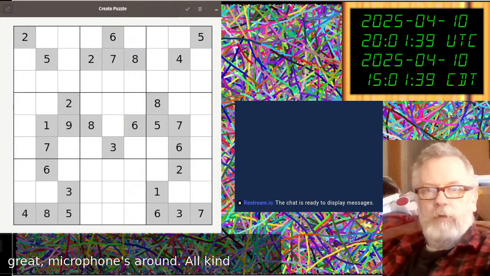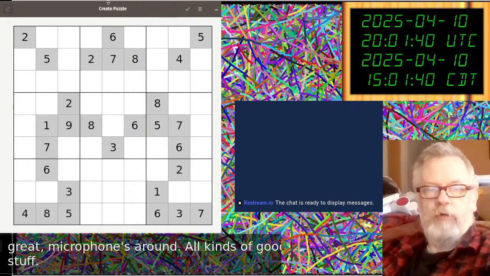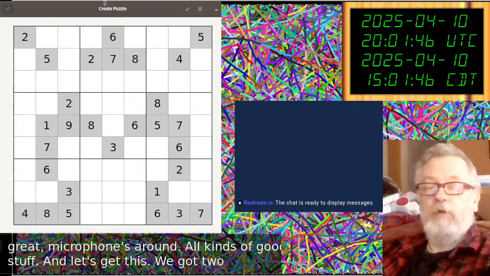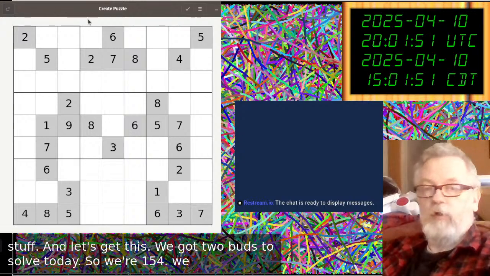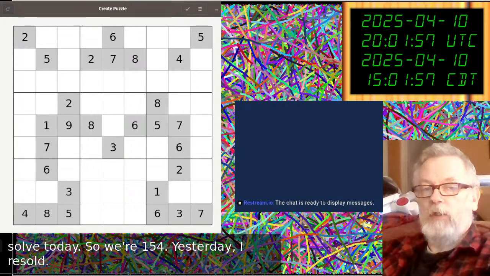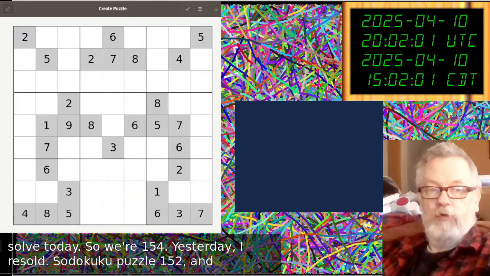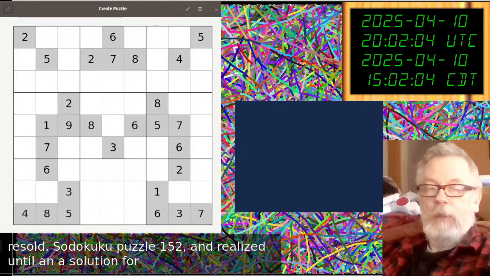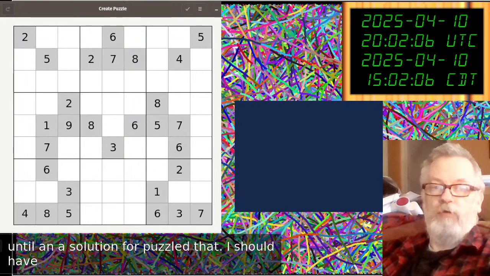And let's get this. Got two puzzles to solve today. Sudoku Puzzle 154 is the regularly scheduled puzzle for today. Yesterday I resolved Sudoku Puzzle 152 and didn't realize it until I was posting the solution for the puzzle that should have been playing yesterday, 153. So we're going to do 153 as well today.